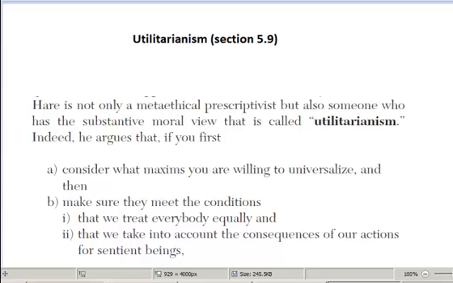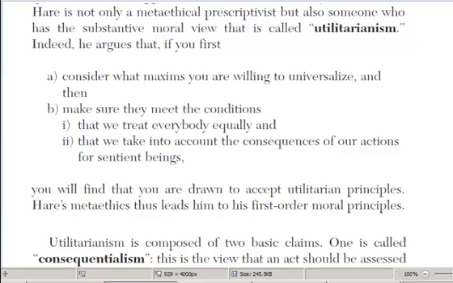Okay, in this video I want to talk about utilitarianism, and this is material that Appiah talks about in section 5.9, and we'll begin with this stuff right here, which Appiah has on page 206. And the first thing that's important to be clear about is that what Appiah is saying right here is not a definition of utilitarianism.